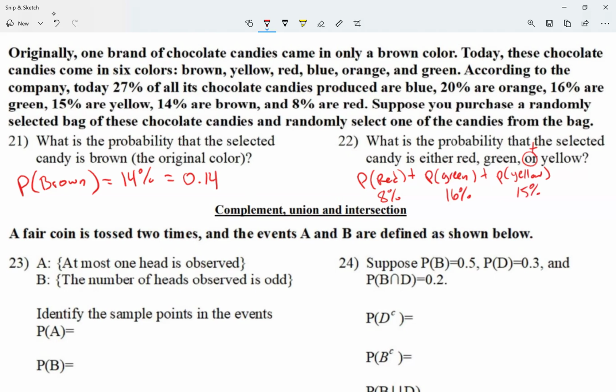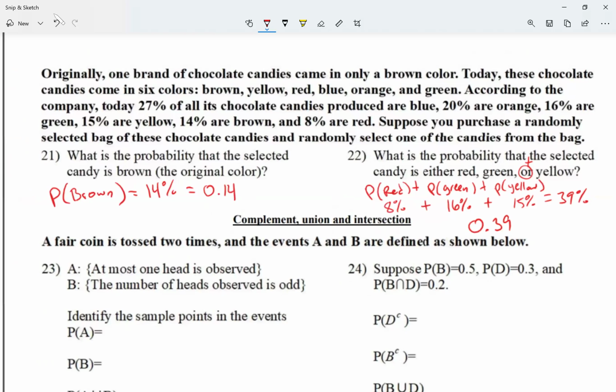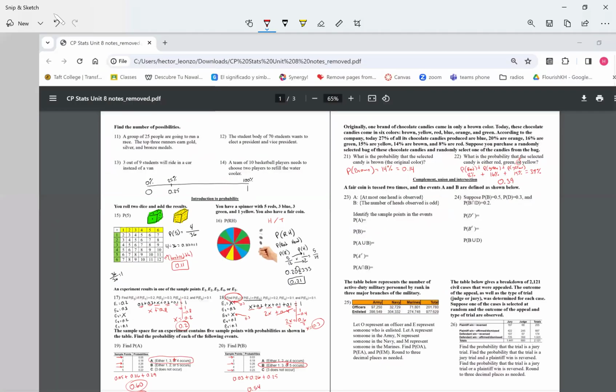When I add all of these, this gives me 39%. But again, if I type in my answer 39, it says it's wrong. I expect probability to be a number between 0 and 1. So 39% basically means 39 divided by 100. So 0.39. And zoom out so you guys can see what we did.